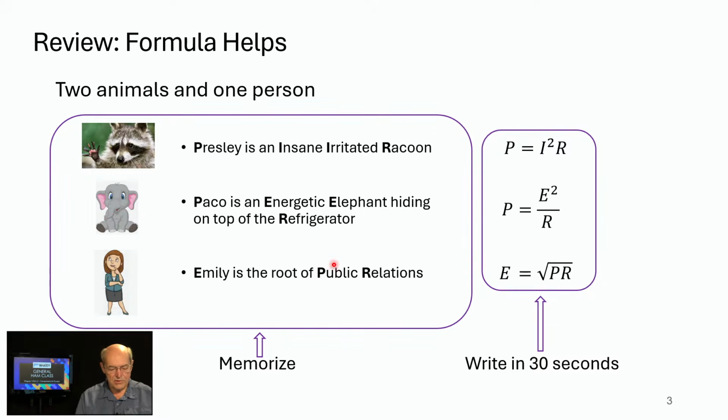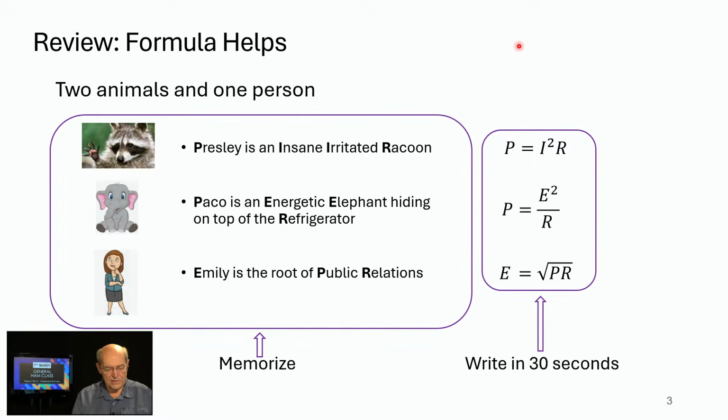Now, how does all of that silliness translate? Well, these are the 3 new formulas, and they are on our general class reference sheet, which we'll look at in a minute. But Presley, P, is an insane, irritated raccoon: I times I, which is I squared times R. And the rest of these work the same way. You'll notice in the formulas that each one has an R in it. That was new for the general class.